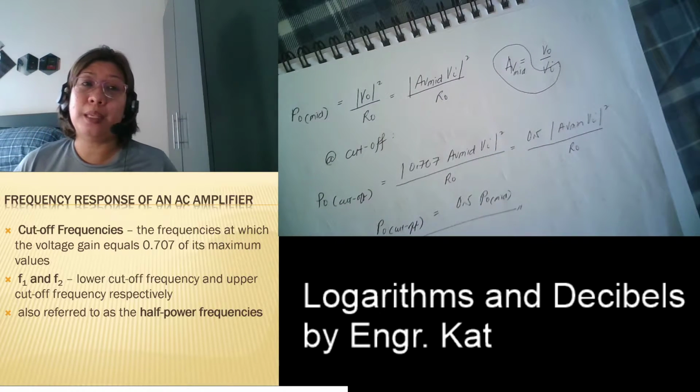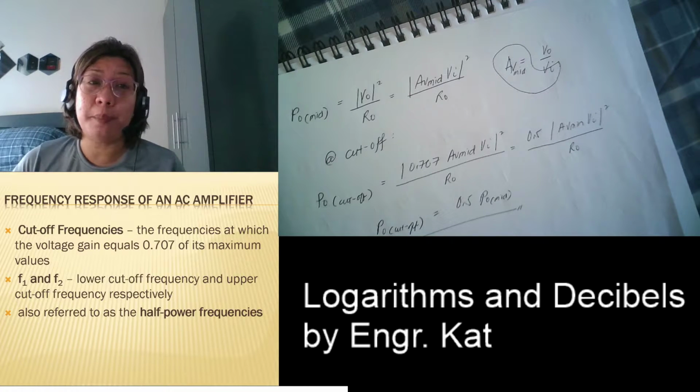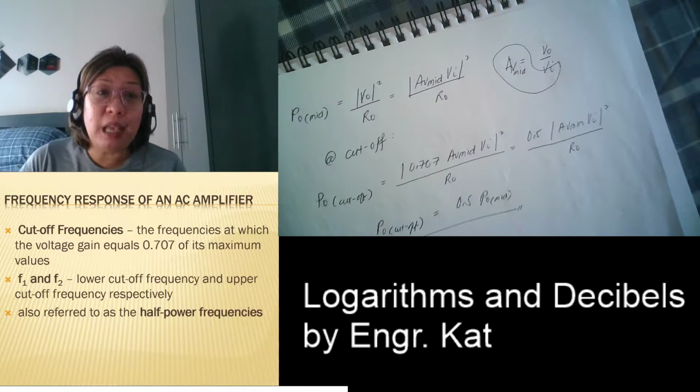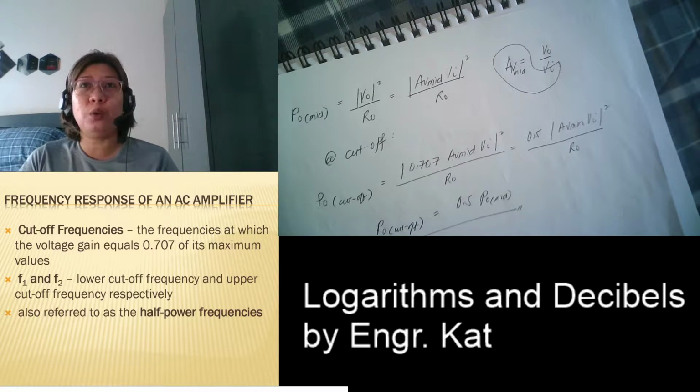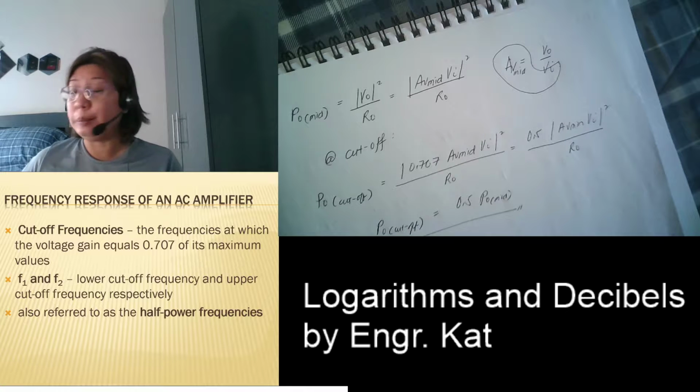So why did I place an absolute value? Because especially when we are talking about common emitter configurations, your voltage gain is always negative. Okay, so we are not going to consider the negative sign. That's why we placed an absolute value there.